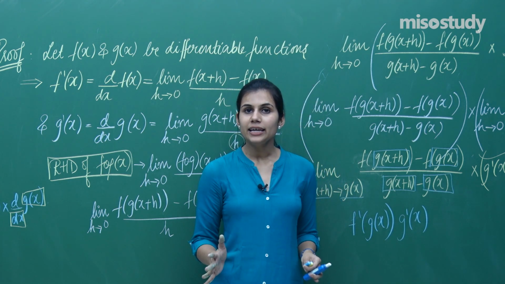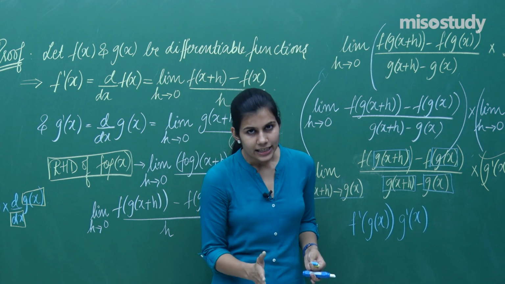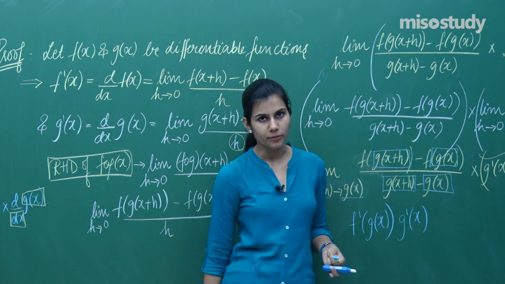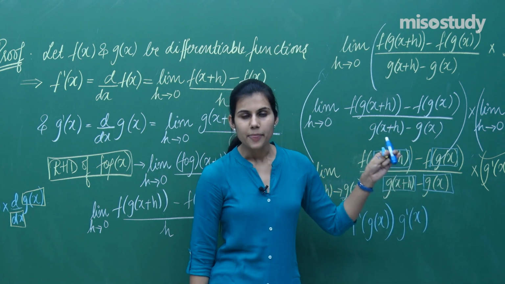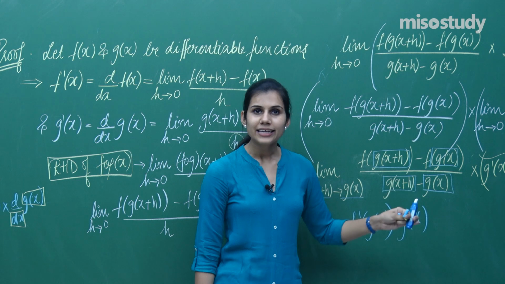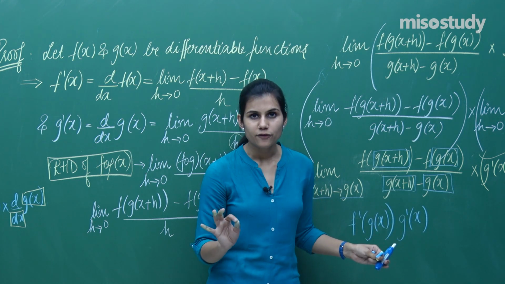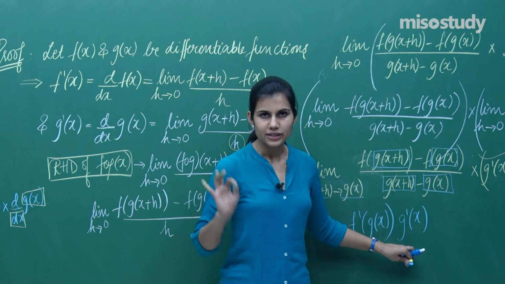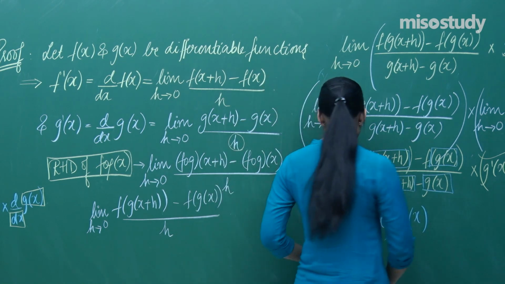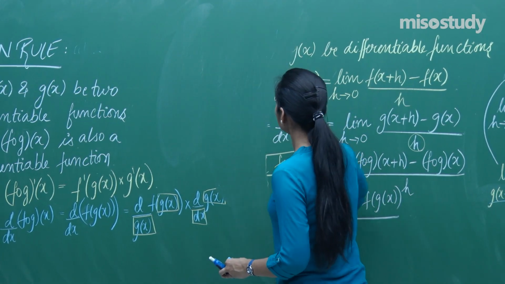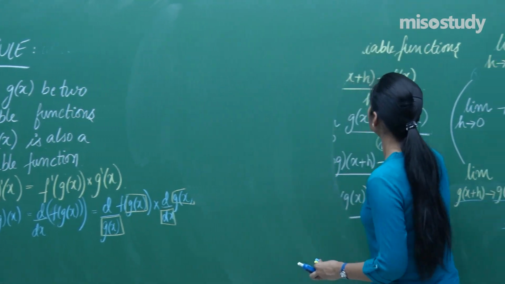That means the left hand derivative of FOG at any point of its domain is equal to the right hand derivative of FOG at any point of its domain, which is a finite value, and that is why FOG is differentiable at all points of its domain, and at any point the differentiation of FOG at that point is given by this formula, and that is the proof of the chain rule.